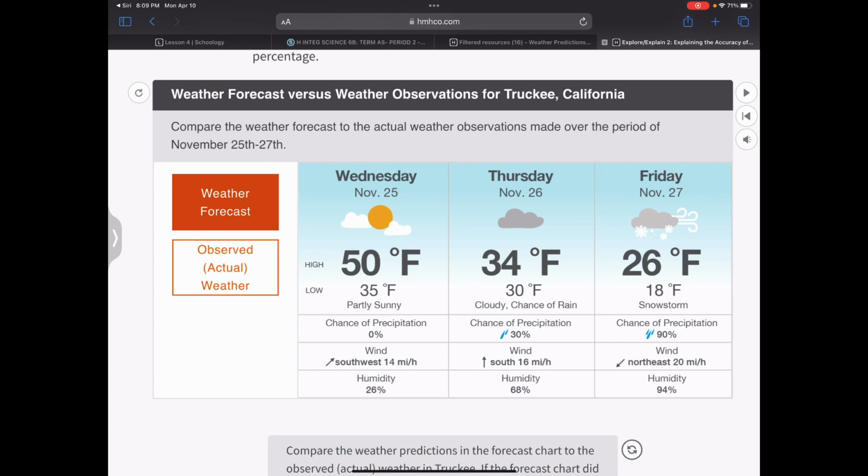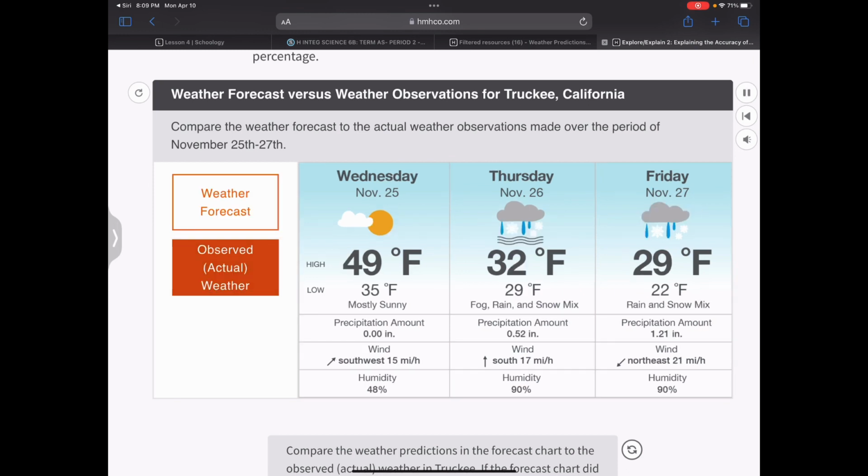So here is the weather forecast for Wednesday, Thursday, and Friday. So pause the video and take a look at this chart. This is the weather forecast. And then the next chart, this is the observed or actual weather. So pause the video and take a look at the observed weather, which is the actual weather.